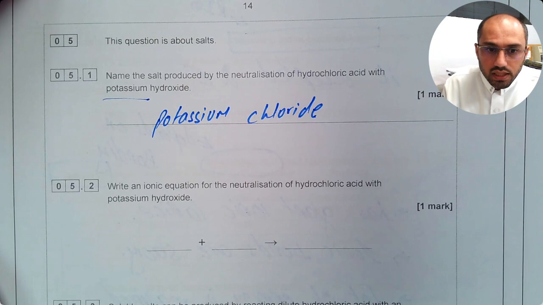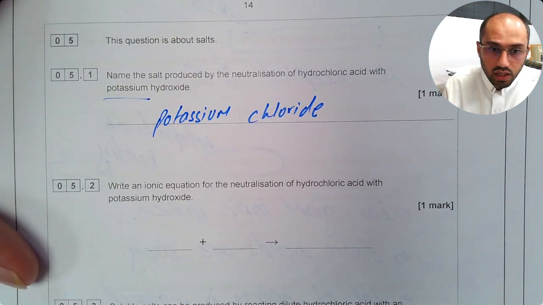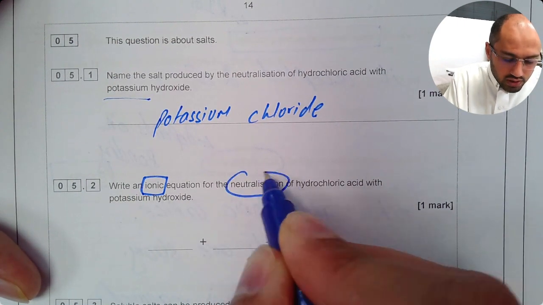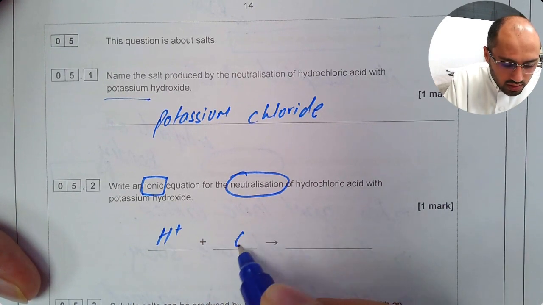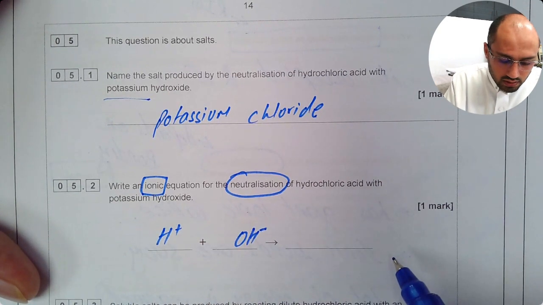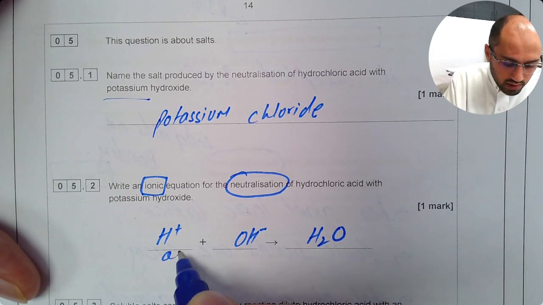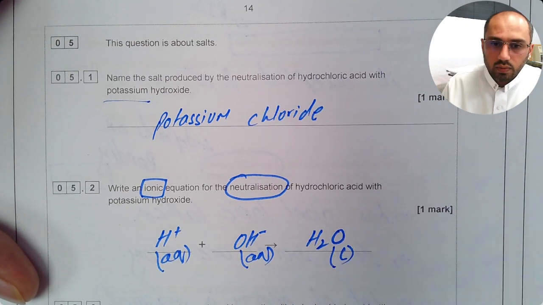Next part says write an ionic equation for the neutralization of hydrochloric acid with potassium hydroxide. So the ionic equation for the neutralization reaction is always the same, and that is H plus from the acid and OH minus from the alkali will react together to produce H2O. This will be aqueous, this will be aqueous, and this will be liquid.